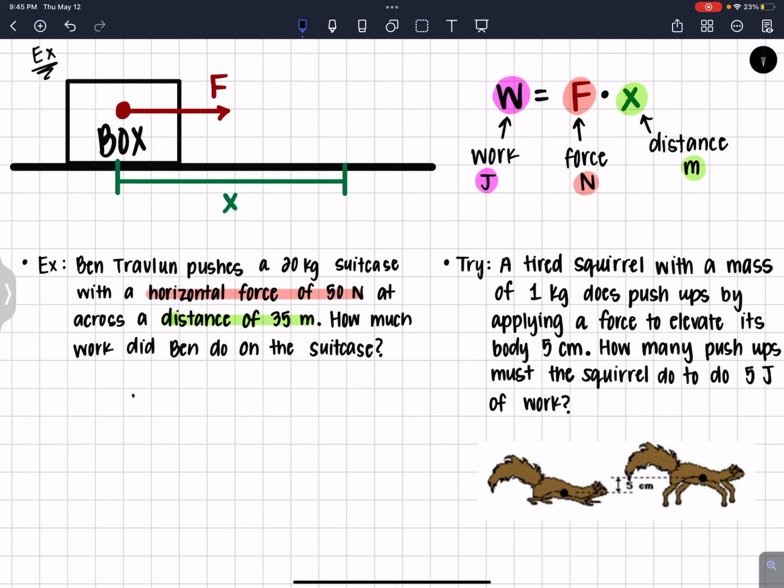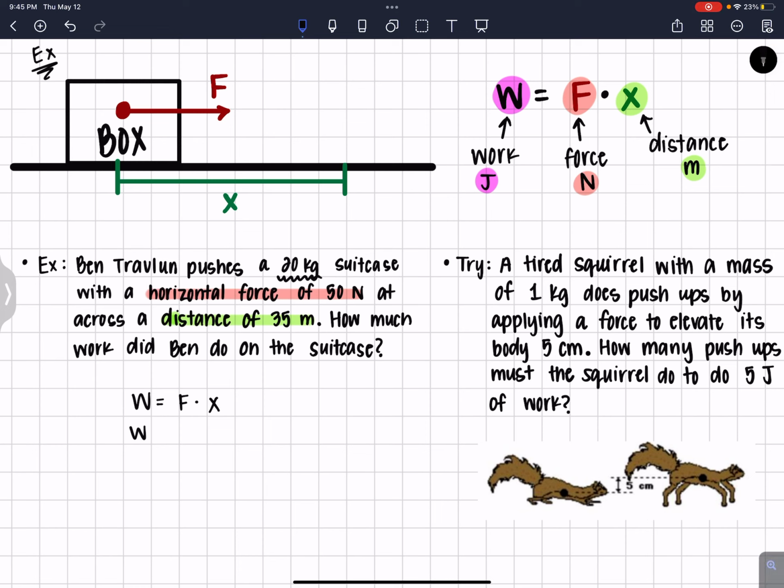So in my work equation, I know what I'm substituting for force and for x. Now, they did give me some extra information about the suitcase. They told me its mass is 20 kilograms. Now, in order to calculate work, I actually don't need the mass of the object. So that 20 kilograms, while it's good information, it's not necessary information for my work equation.